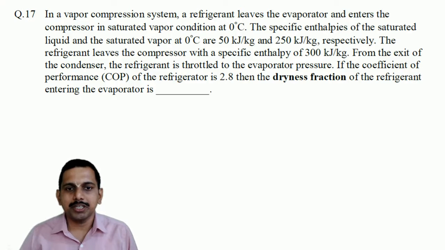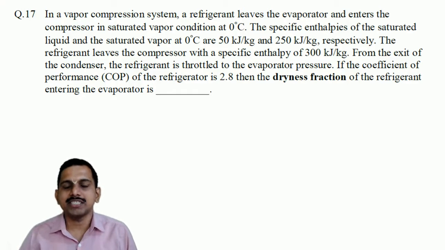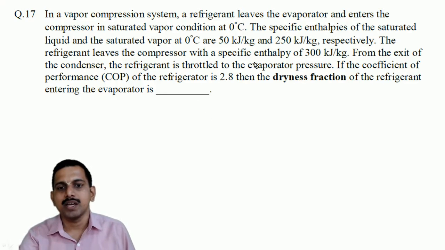In a vapor compression system, a refrigerant leaves the evaporator and enters the compressor in a saturated vapor condition at 0 degree centigrade. The specific enthalpies of the saturated liquid and saturated vapor at 0 degree centigrade are 50 kilojoules per kg and 250 kilojoules per kg respectively. The refrigerant leaves the compressor with a specific enthalpy of 300 kilojoules per kg.